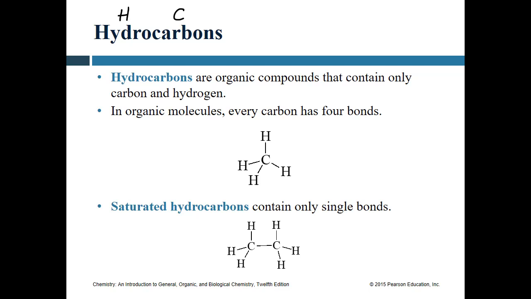Here's where some of that information from chapter 6 becomes really relevant. If we look at carbon and its dot structure, remember that carbon has 4 unpaired dots, which means it's going to make 4 covalent bonds. And we see that in these organic molecules: every carbon has 4 bonds. Now, in most cases, those 4 bonds are all single bonds. When we have only single bonds, we call those hydrocarbons saturated because they have as many hydrogens in the formula as is possible.